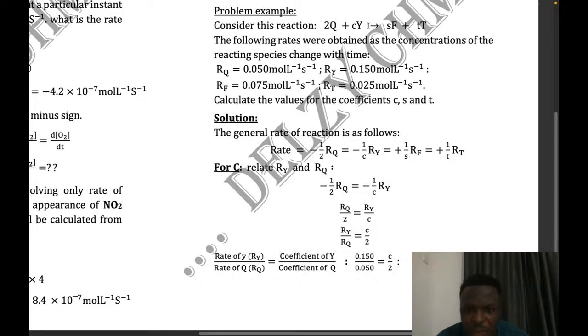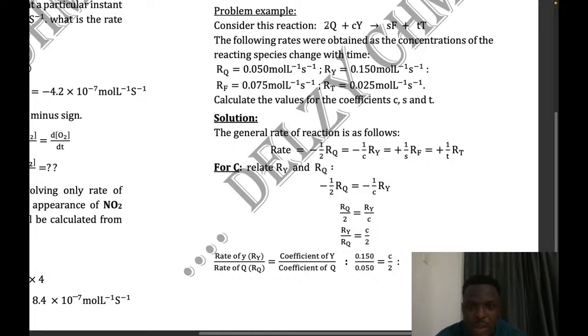Now, out of these four species, C is a coefficient which we do not know. F is also a coefficient which we do not know. T is also a coefficient which we do not know. So the only coefficient we know here is 2. Now they said the following rates were obtained as the rate of this reaction. The rate of Q is 0.05, the rate of Y is 0.150, the rate of F is 0.075, and the rate of T is 0.025.